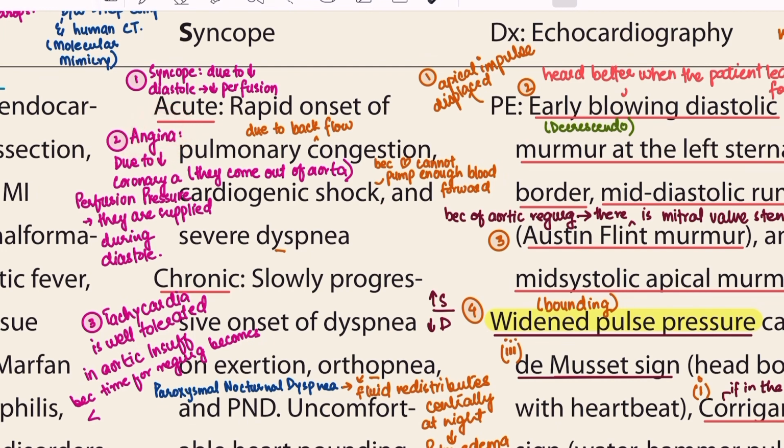The coronary arteries come out of the aorta and are perfused during diastole. If the blood is going back into the ventricle instead of moving forward, this will cause the perfusion pressure of the coronary arteries to drop, and in return it will cause angina.